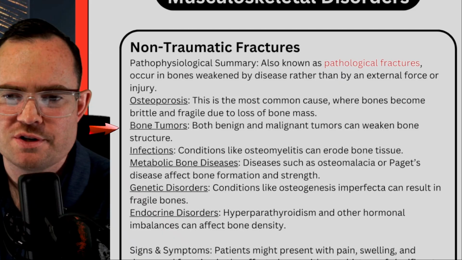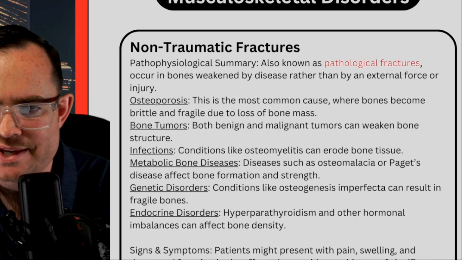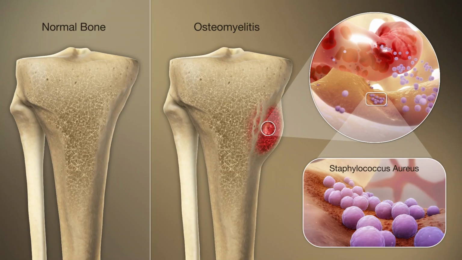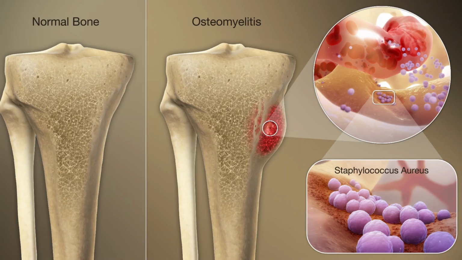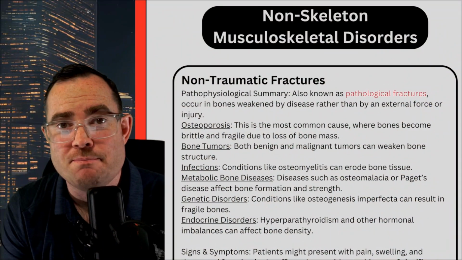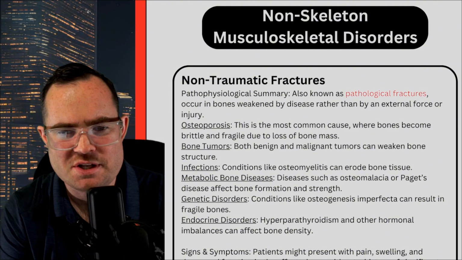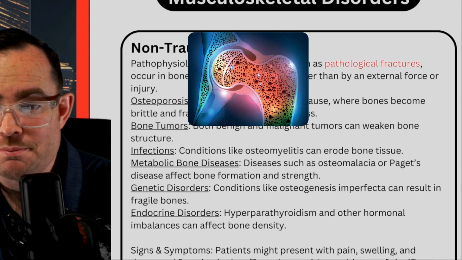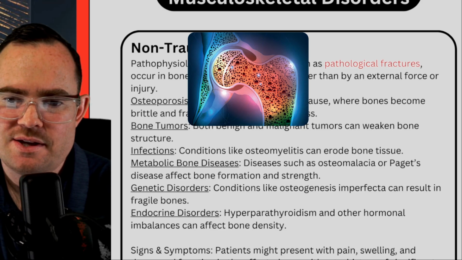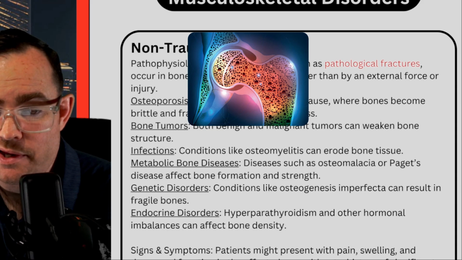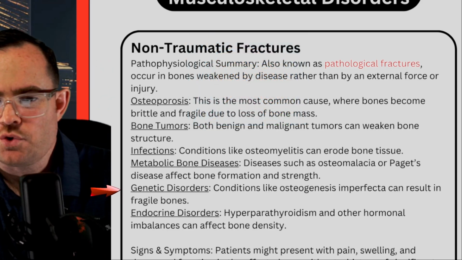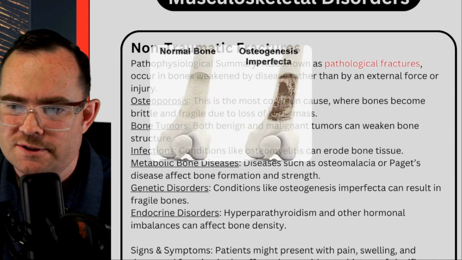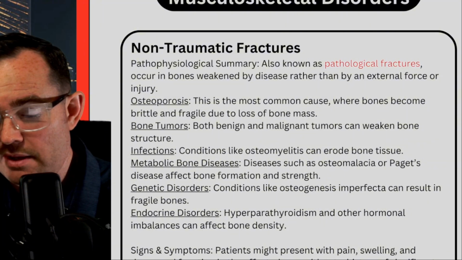Next, we're looking at bone tumors. Both benign and malignant tumors can weaken bone structures. Next, infections, conditions like osteomyelitis that can erode bone tissue. So osteomyelitis is a bone infection. Bone infections can be bad. They can spread. Metabolic bone disease, such as osteomalacia or Paget's disease, affect bone formation and strength. Genetic disorders, conditions like osteogenesis imperfecta, can result in fragile bones. So someone could be born with osteogenesis imperfecta.